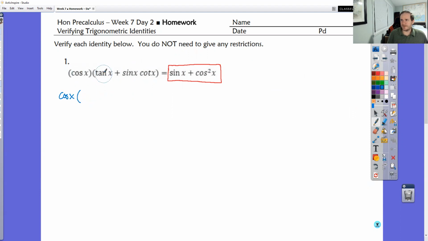So the cosine I'll bring down. Tangent, I'll apply the quotient identity to turn it into sine over cosine. Sine x stays sine x, but cotangent becomes cosine over sine. This side, I'm just bringing it down. Don't feel like you have to rewrite the whole thing. You can put the ditto marks. Over here, though, you do need to include the x's. It'll aggravate me if you don't.